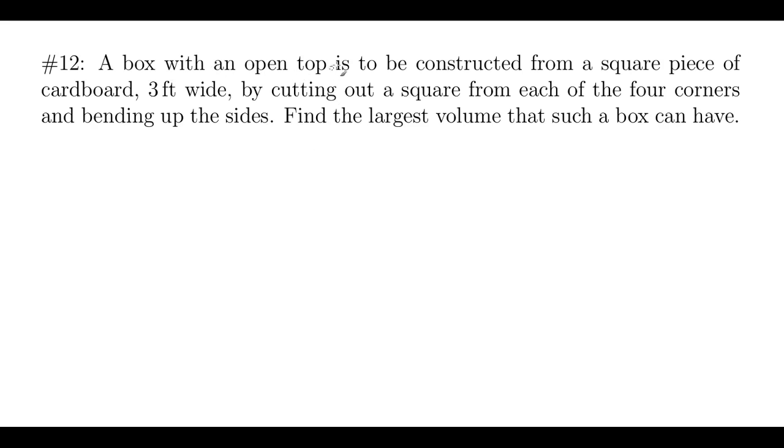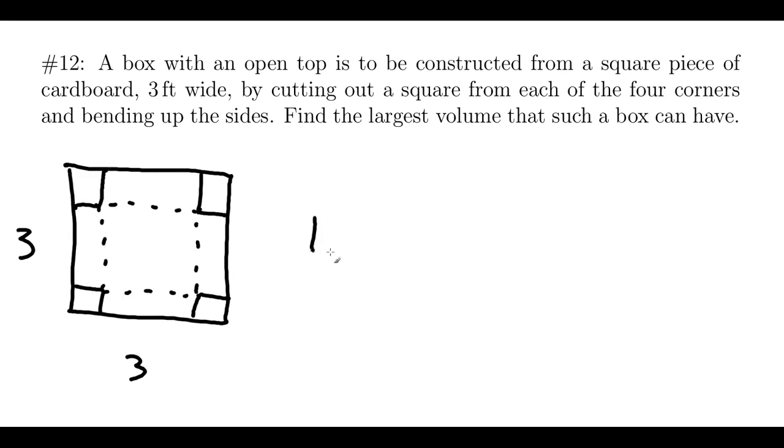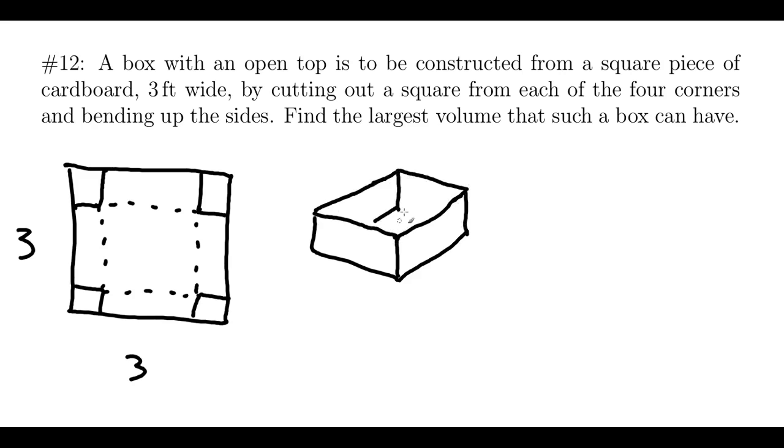We want to build a box with an open top out of a square piece of cardboard 3 feet wide. So we have a square piece of cardboard that is 3 by 3. And we're going to cut a square from each of the 4 corners and bend up the sides. So we will slice off little squares from the corners and bend up the sides. These corners here will be removed, and we're going to bend those up to build a box, basically.